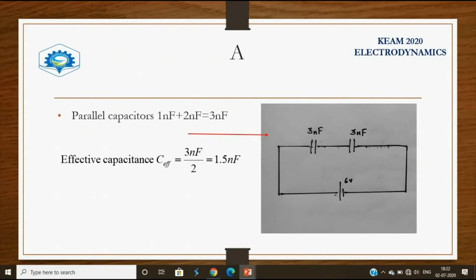Next thing is to calculate the charge on the capacitor. To calculate the charge on the capacitor, consider the equation Q is equal to the total capacitance times the input voltage. Substituting the values, we will be getting 9 nanocoulomb. That is, the total capacitance is 1.5 nanofarad and the total charge on the capacitor is 9 nanocoulomb.